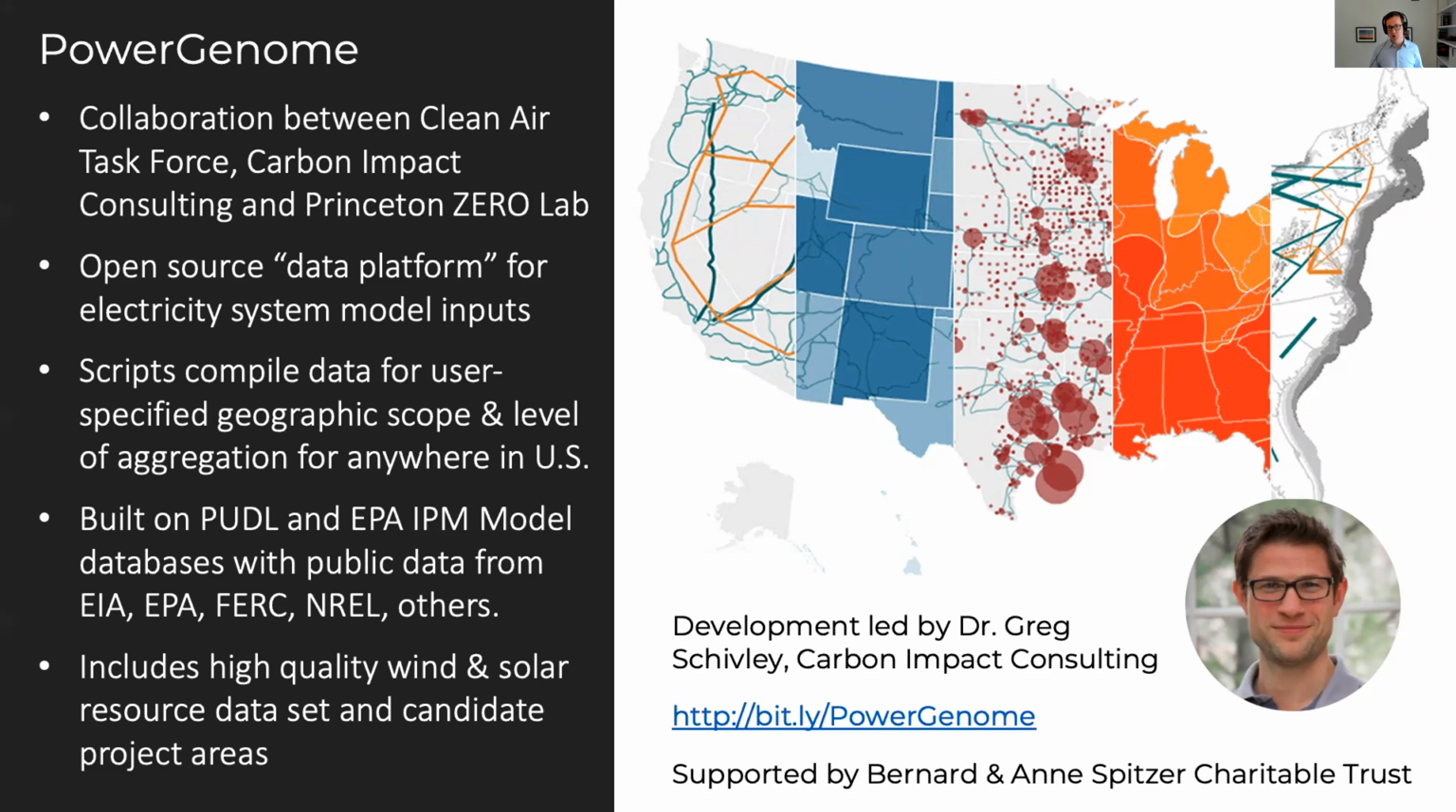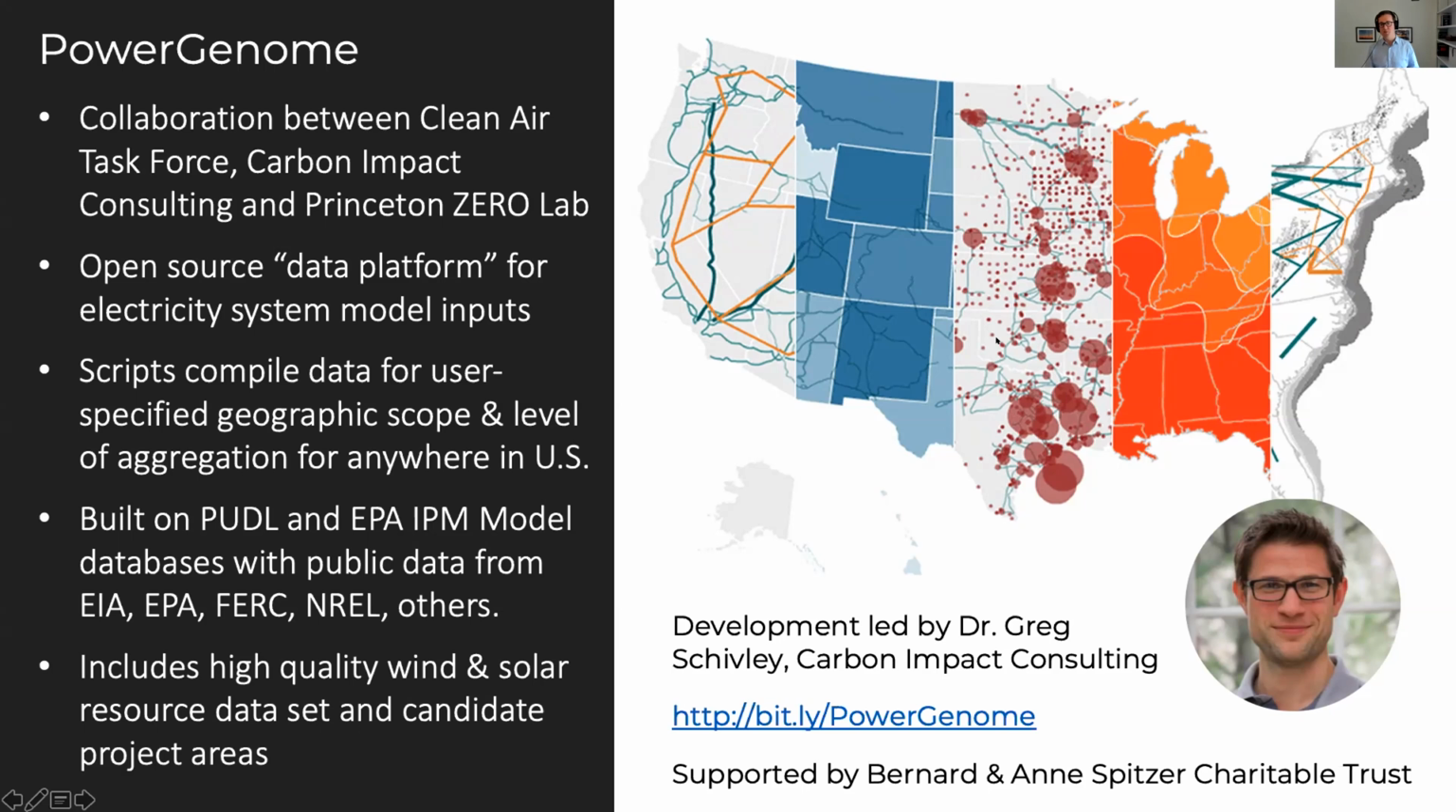It's built on top of the open source Public Utilities Data Liberation project effort, which is pulling together a lot of data from EIA, EPA, FERC, and other sources into a single common relational database. And to that, we add a bunch of data from the EPA's IPM model and NREL's ReEDS and Annual Technology Baseline data sets, as well as high quality wind and solar resource data from Vibrant Clean Energy, and a set of candidate project areas for wind and solar development that reflects a land area availability screen for the entire US, completed as part of Princeton's Net Zero America project.